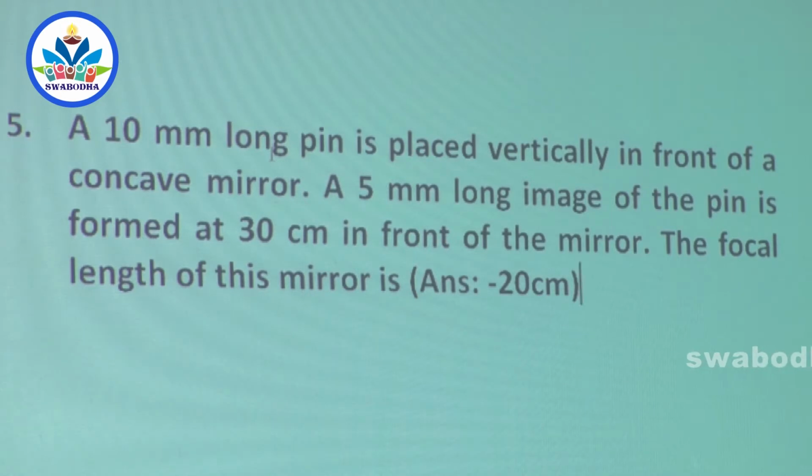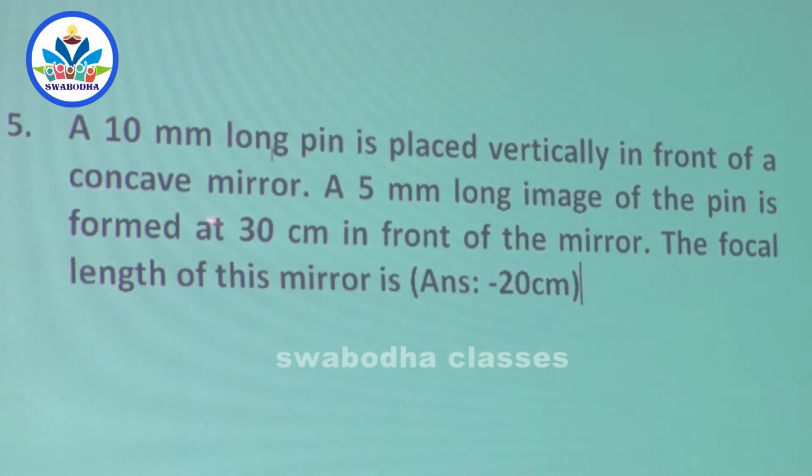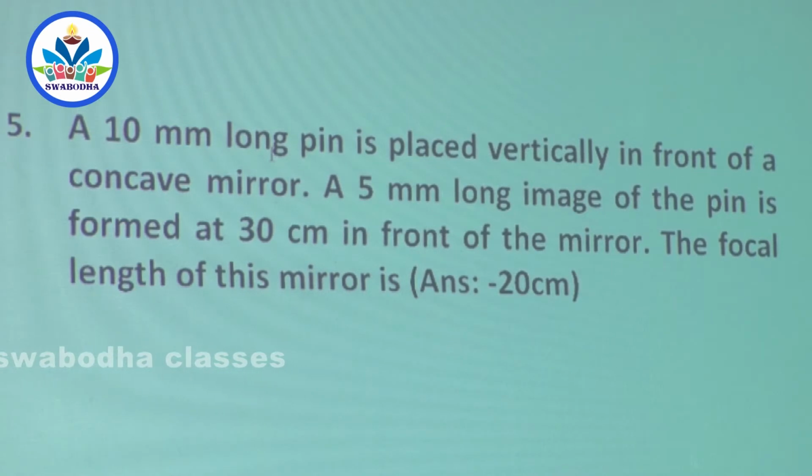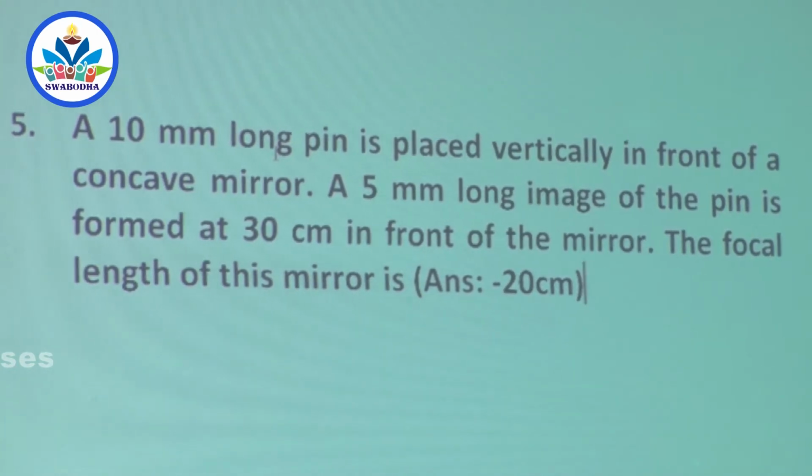So 25% of the problem we have cracked. Remaining data you have to use and you have to get the answer. Theoretical part we have cracked because we know that it is a concave mirror, image is formed in front of the mirror. That means image is inverted and real. And image is smaller in size than the object. So image should be between F and C, object should be beyond C. They have asked what is the focal length of the mirror. Now coming back to the board, let us solve it.